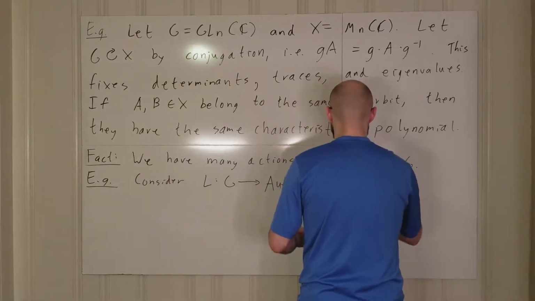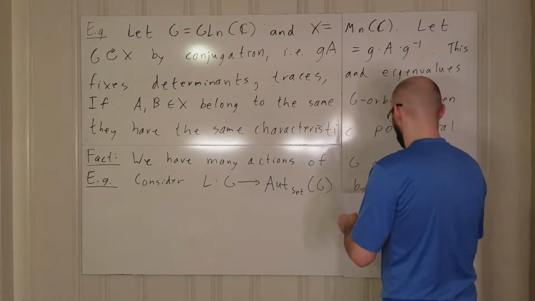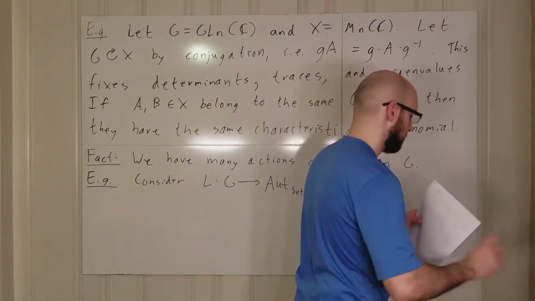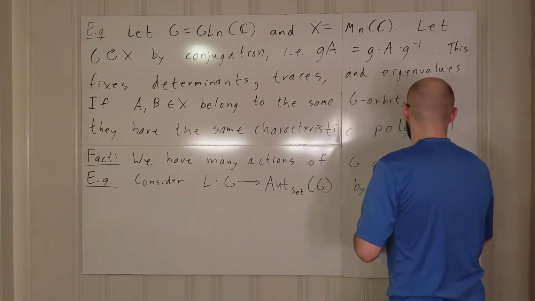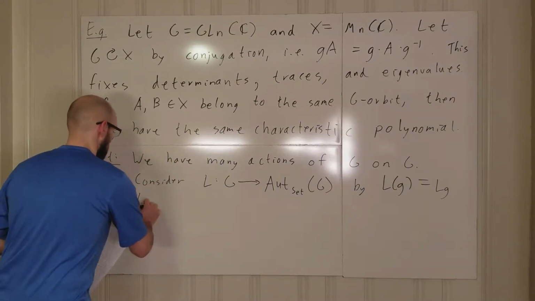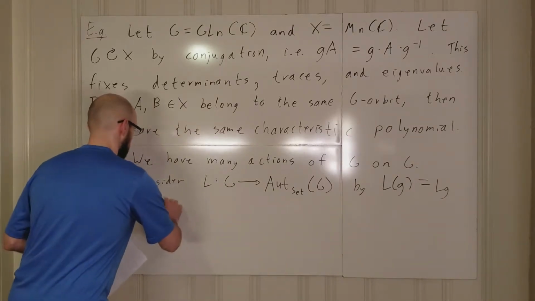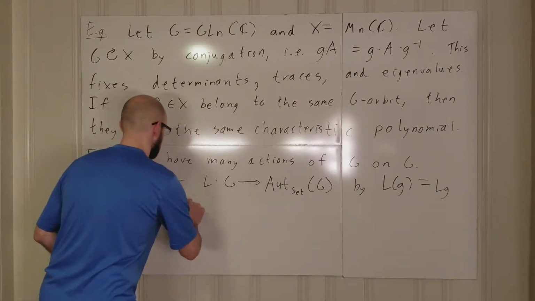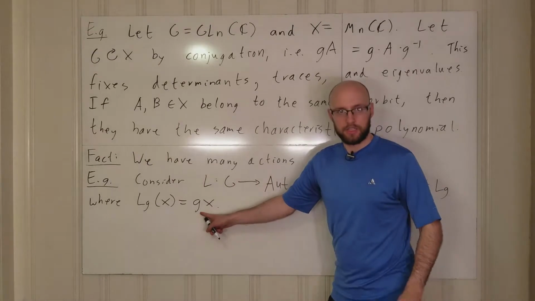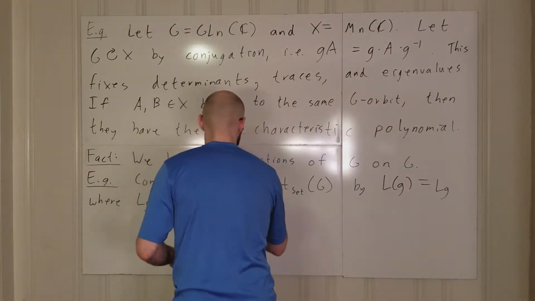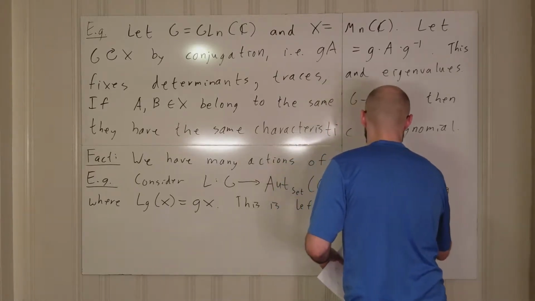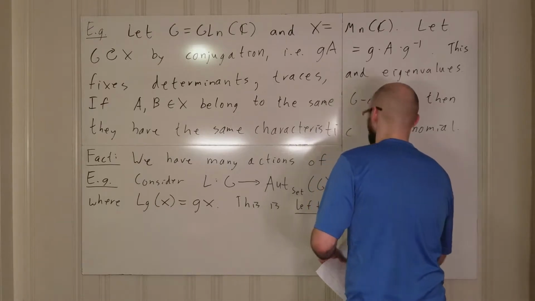And so L_g is, so if you take L and we plug in g, we're going to get a map, and we're going to call it L_g, and then if we evaluate this at the point x in G, this is going to be g times x, where this multiplication here is in the group G. So this is called left translation. And so this is a really important group action.